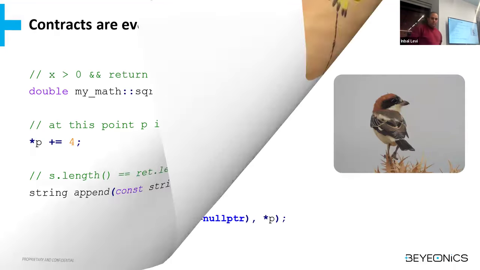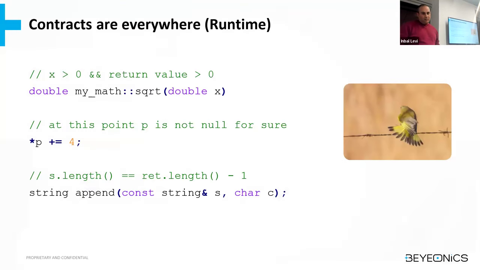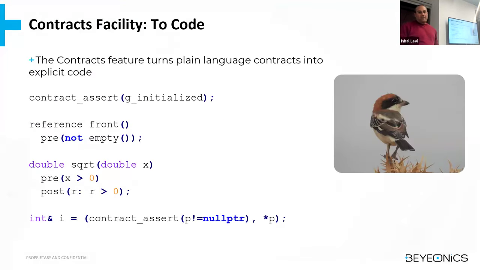Question? Good. So the contract facility takes all these assumptions that we have, all these things that we wrote, and puts them into the code itself. So, for example, if we expected some global variable to be initialized, we can just put it inside contract assert, and we can make sure it's initialized. We don't have to write at this point, I expect the G initialized is true.